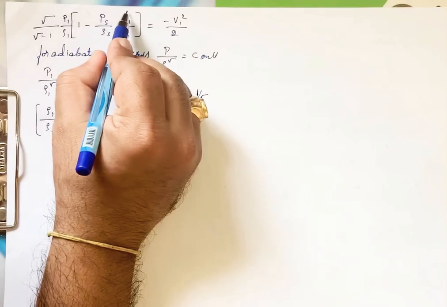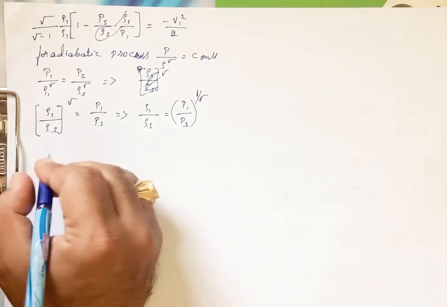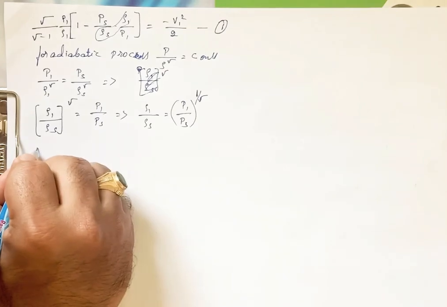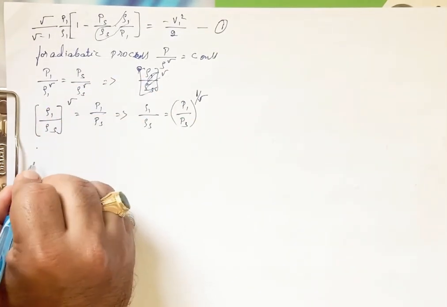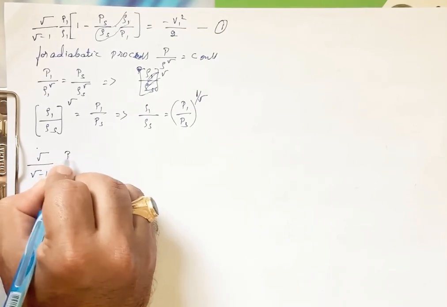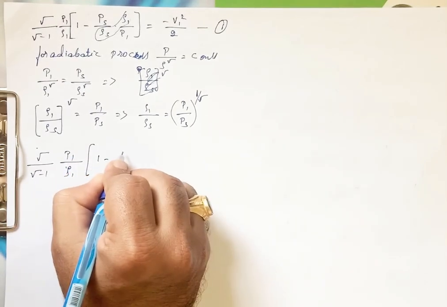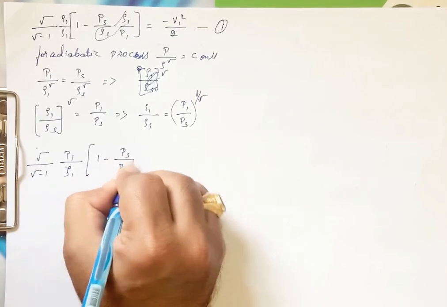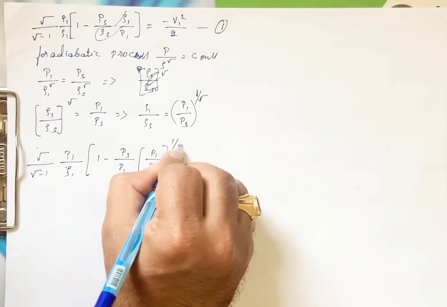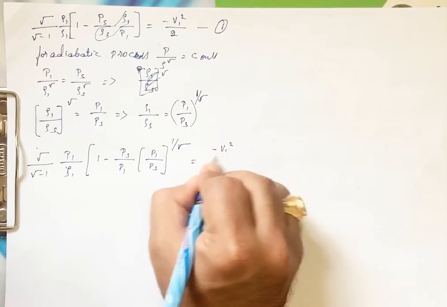Right. So I have rho 1 by rho s here. I'll substitute that as P1 by Ps there. Now substituting this in, I have called this equation number 1. Substitute rho 1 by rho s in equation number 1. I'll get gamma divided by gamma minus 1, and we have P1 by rho 1 into 1 minus Ps divided by P1 into P1 by Ps raised to 1 divided by gamma here, which is equal to minus V1 square by 2.